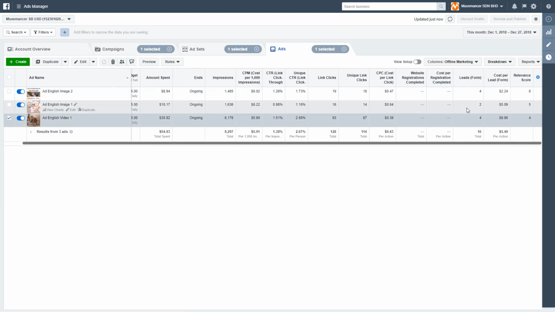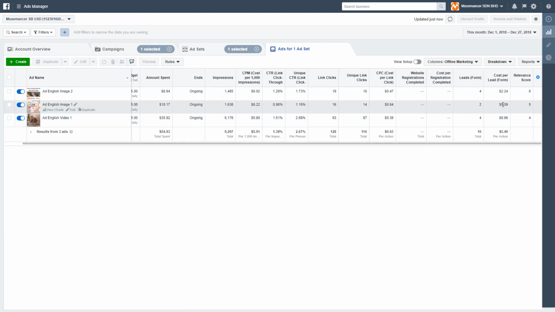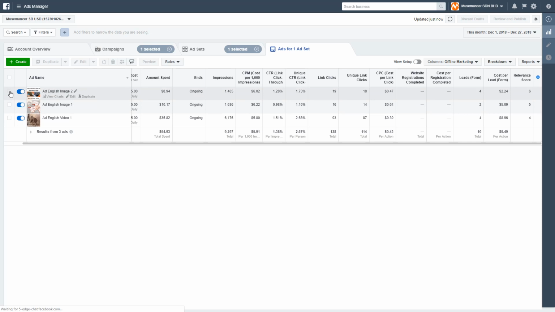All right. And if you look at the leads form here, if I were going to turn off any of this, I'd probably turn off this particular one here, image one, because this gets only 2 leads. And those get a little bit more as well. But I like this image two over here in this case because it's generating 4 leads at a cost of only, what, $2.24. This is pretty good.